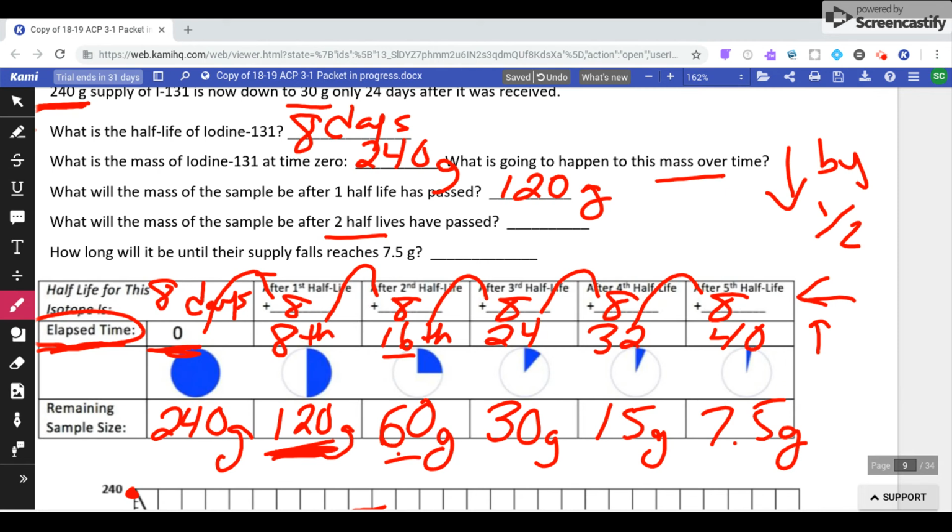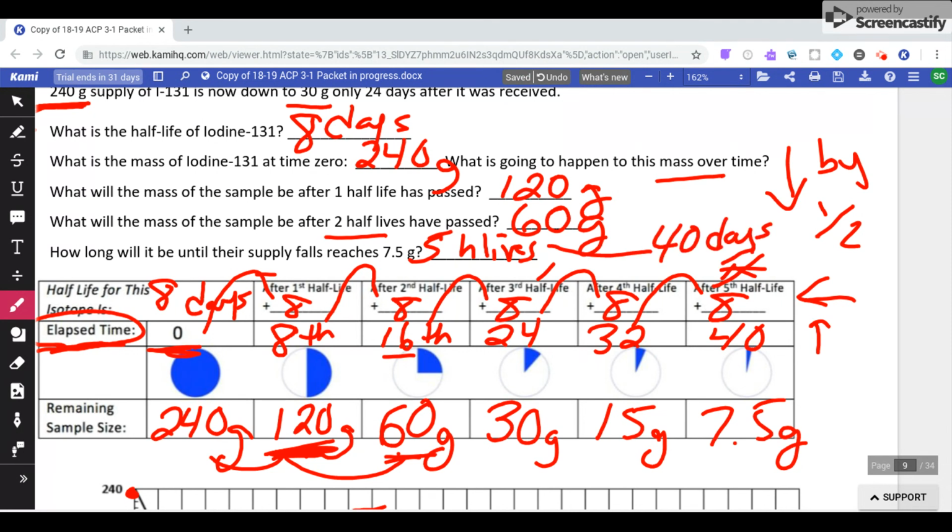What will the mass of the sample be after 2 half-lives? Well, that means that value gets cut in half again. Now we go from 120 down to 60. One half-life, another half-life. So 60 grams. And how long will it be until their supply reaches 7.5 grams? That is over here. You can answer this and say 5 half-lives, or you can give the elapsed time and say that would be 40 days. Okay, so either one will help answer that question.